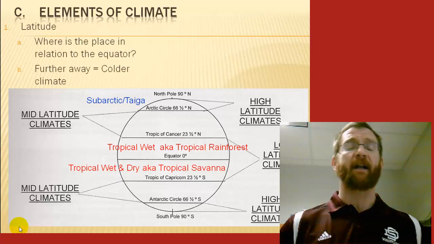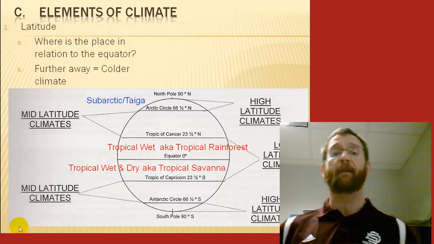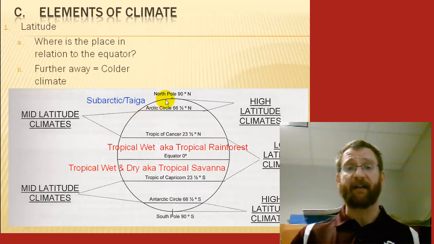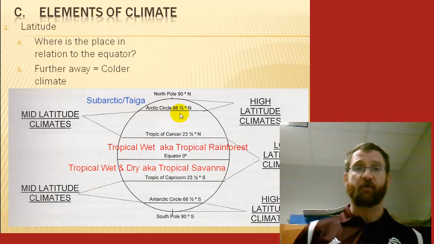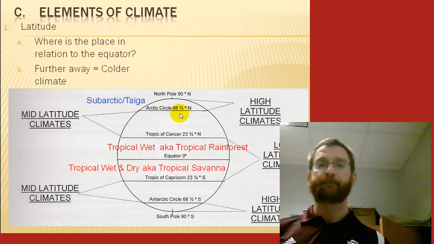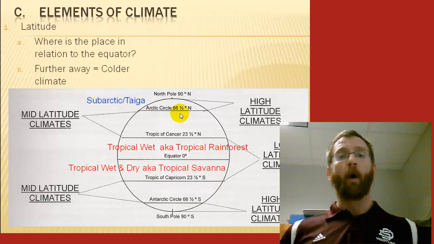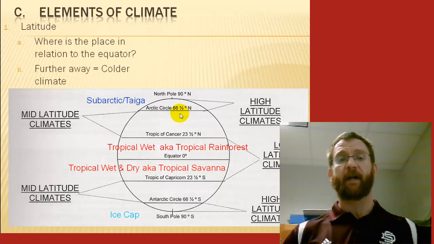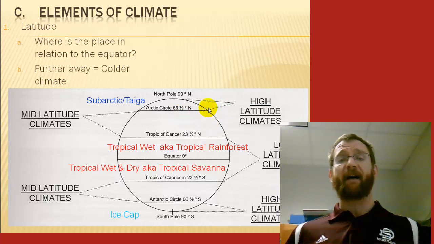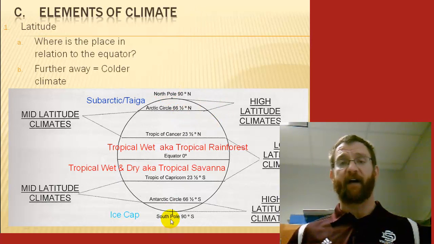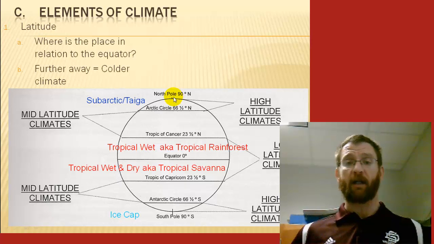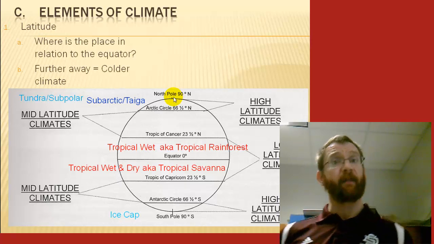At the higher latitudes, there at your polar zones, you have subarctic taiga. Subarctic taiga exists right below the Arctic Circle, and it's made up of coniferous trees, big evergreen trees, like you would find in Canada or in Russia and Siberia. You also have an ice cap climate, which is at the very poles. That's a polar climate right here, where it's just ice.